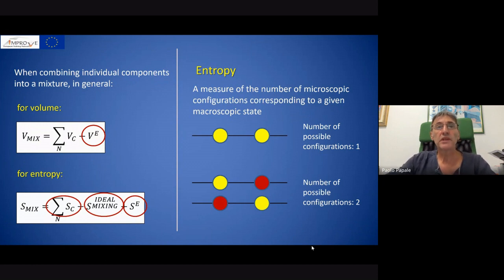In summary, when we take individual components and mix them up to form a mixture, the resulting volume is described by two terms, one which represents the sum of the individual volumes of the components, and the other one, the excess volume, which is due to attractive and repulsive forces between the mixture components. Whereas the mixture entropy is described by three terms, two of them being equivalent to the terms making up mixture volume, and the third one being exclusive of entropy, represented by the entropy of ideal mixing, and due to simply putting together components that are distinguished one from the other.